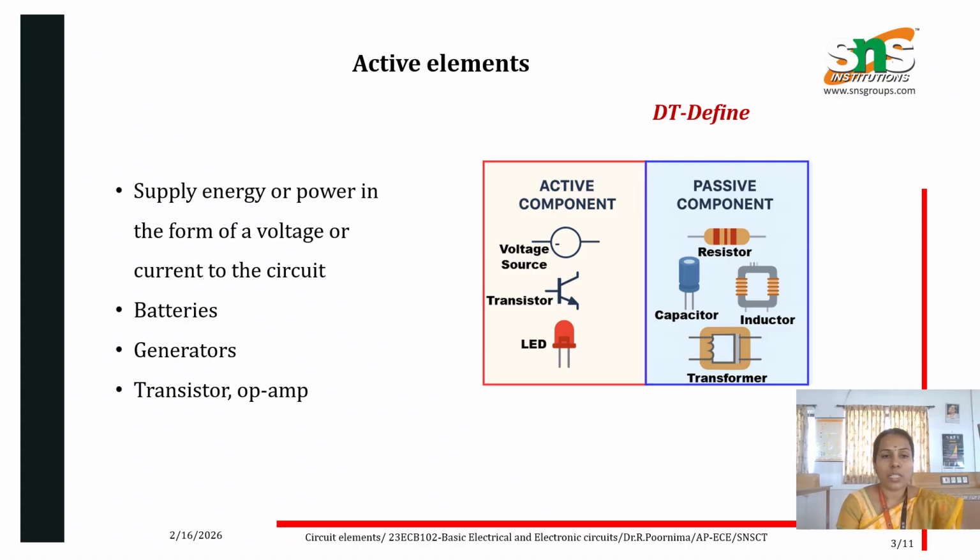These elements supply energy or power in the form of voltage or current to the circuit or network we are using. For example, voltage source, current source, batteries, generators. These are the active components which supply energy to the circuit. Also transistors and operational amplifiers are active components which are used to amplify the voltage, and they are used in very common electronic circuits. So these are the examples for active elements.